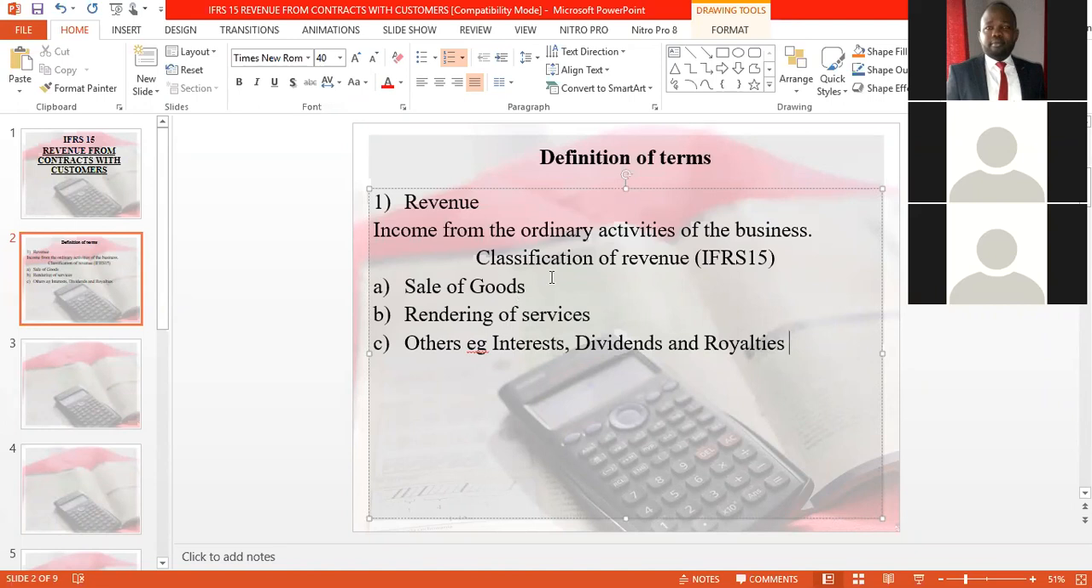Now we are saying revenue, remember, is a type of income. There are 2 types of income. There is revenue and there is a gain. Anything known as a gain, that is not revenue. Although it is income, it is not revenue. Revenue is income from the ordinary activities of the business. What your main activity is. So if you dispose non-current assets, that is not your ordinary activity. That is just a one-off disposal. You don't dispose non-current assets every day. You don't dispose every month. It's only a one-off activity. That is not revenue. I hope we are together.